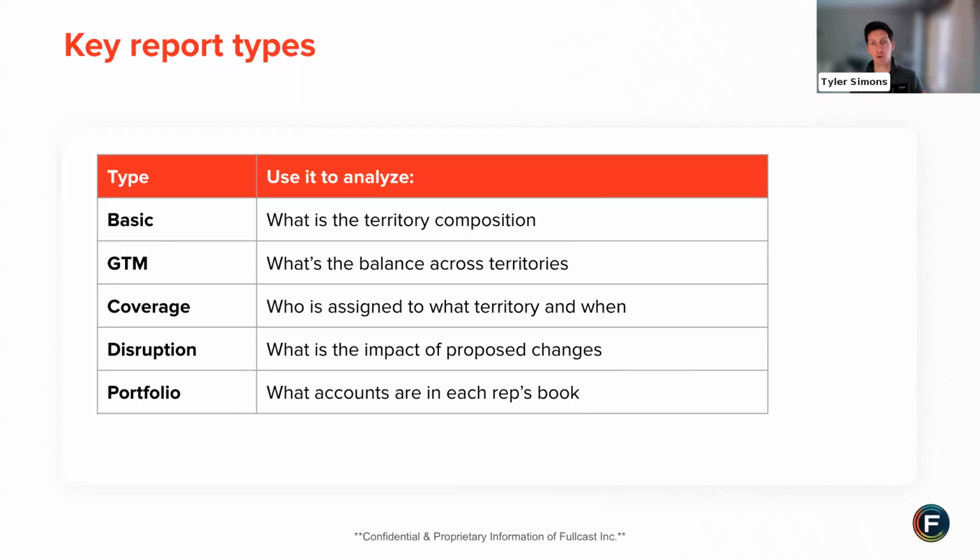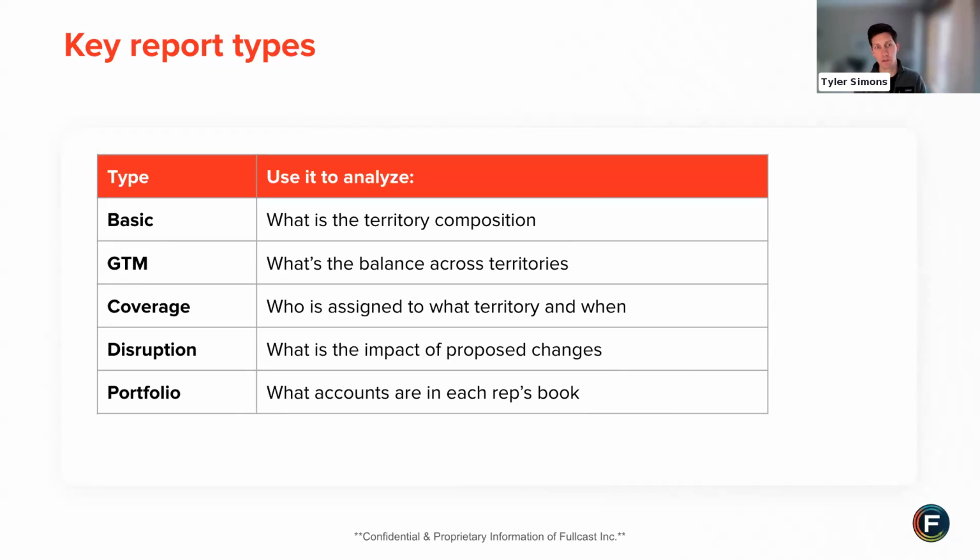Coverage is purely about who is assigned to what territory and when, start and end dates, those things. Disruption: most of you know by now there are these proposed changes that exist in Fullcast, so a proposed versus committed view. And we have this modeling component with the proposed states that allow you to say, okay, here's my current plan, let me make changes. And the question of what is my impact based on these proposed changes? What is the impact to the reps or to a territory? That is what this disruption report does.